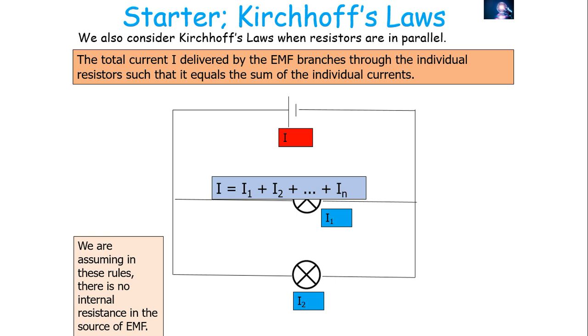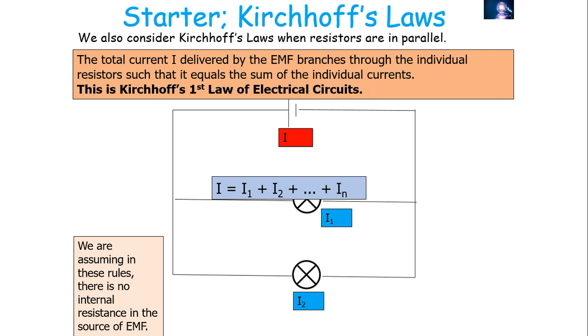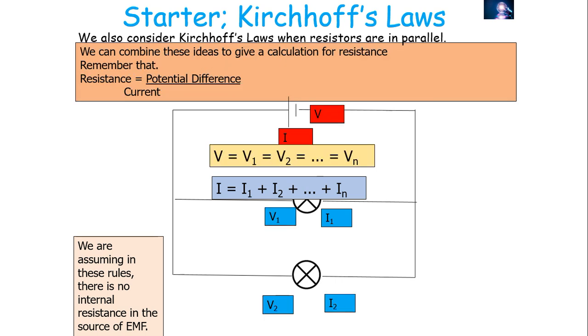But the total current is divided between the branches because it's a junction now. And we can say that the total current going into the junction equals the total current going out. So I from the source is equal to I1 plus I2 all the way to In. That's the first law of electrical circuits.